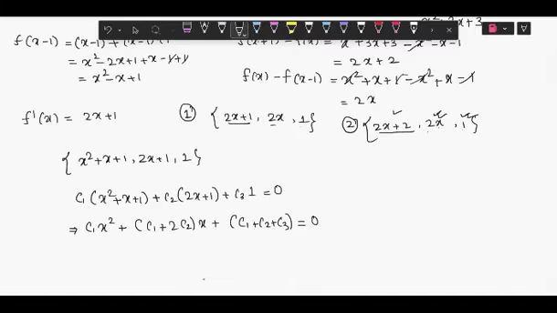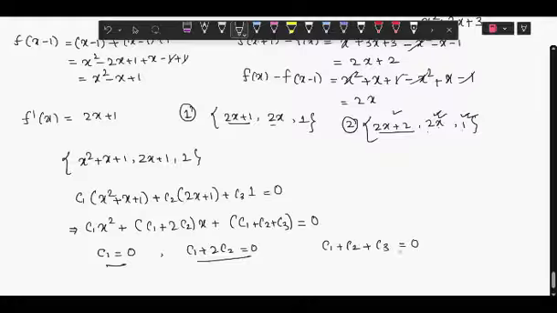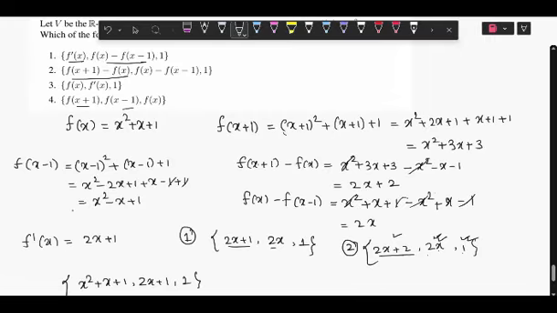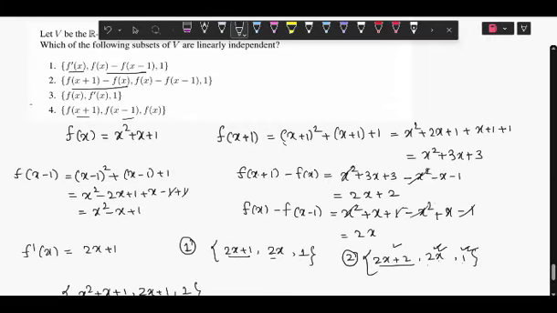So if this is equal to 0, then if we equate the like powers of x, क्योंकि राइट हैंड साइड में 0 है, इससे हम बोल सकते हैं c1 equal to 0, c1 plus 2c2 equal to 0, c1 plus c2 plus c3 equal to 0. इस c1 0 होगा तो c2 भी 0 होगा, c1 c2 0 होगा तो c3 भी 0 होगा. So इससे हम क्या बोल सकते हैं, this set is linearly independent, as we are getting c1, c2, c3 as 0. So this is a linearly independent set.